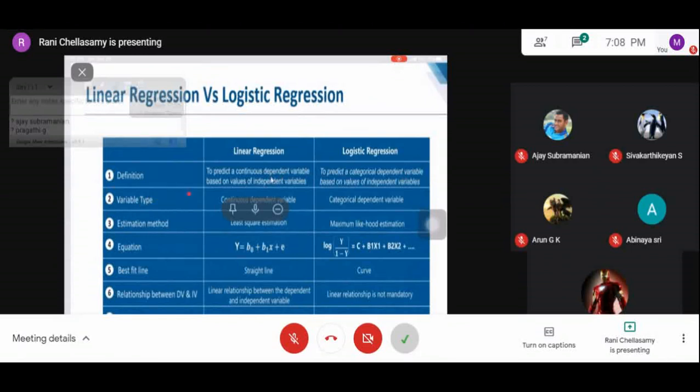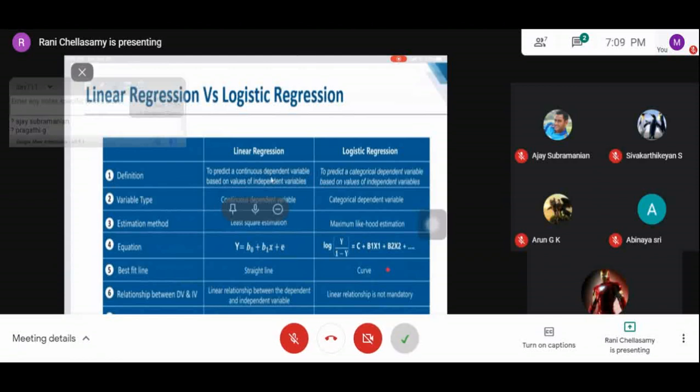Okay, coming on to the variable type, linear regression will always have the continuous dependent variable, and logistic regression will always have the categorical dependent variable. The estimation method for linear regression is least square estimation, and for logistic regression it is maximum likelihood estimation. The equation for linear regression is y equals b naught plus b1x plus e, and this is the formula for logistic regression. The best fit line will be a straight line in case of linear regression, and an S curve, that is a sigmoid curve, in case of logistic regression.